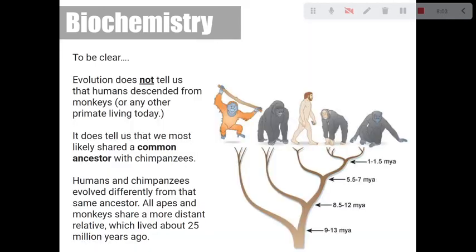Now, to be clear, evolution does not tell us that humans descended from monkeys or any other primate that's living today. It does tell us that we most likely shared a common ancestor with chimpanzees. So humans and chimpanzees evolved differently from that same ancestor. All apes and monkeys share a more distant relative which lived about 25 million years ago.